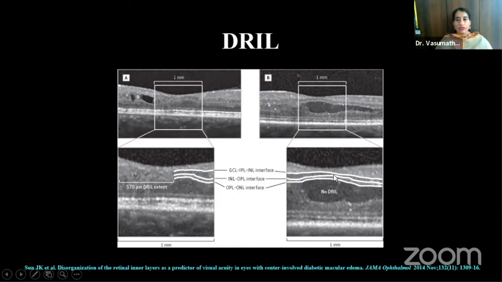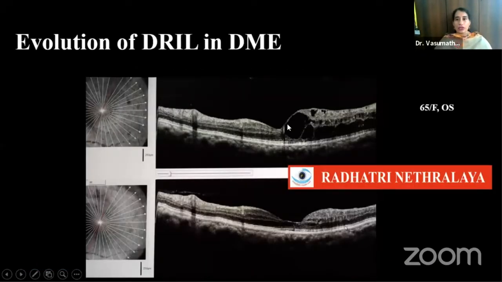So this patient will generally do well when there is no DRIL, disorganization of inner retinal layers, whereas this patient doesn't do so well following treatment. And this is one such patient. Despite a huge cyst, you can see that here there's not much of DRIL, and this patient does quite well with flattening of the cyst following intravitreal anti-VEGF injections.